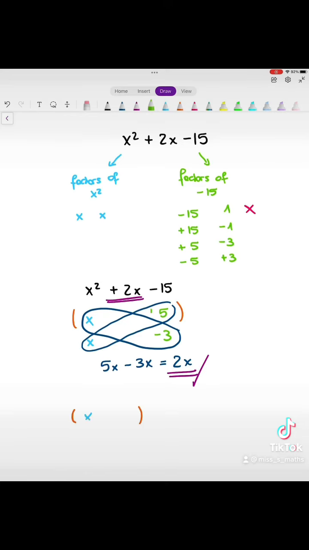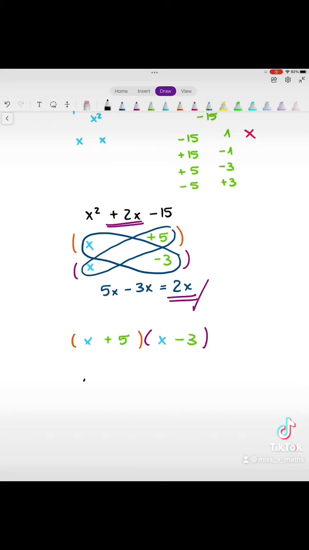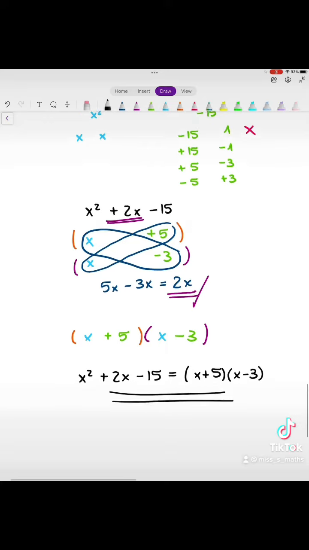And once it works out, you write the result in a bracket. So you have x plus 5 in a bracket and x minus 3 in a bracket. And this would be x squared plus 2x minus 15 factorized. So x plus 5 times x minus 3.